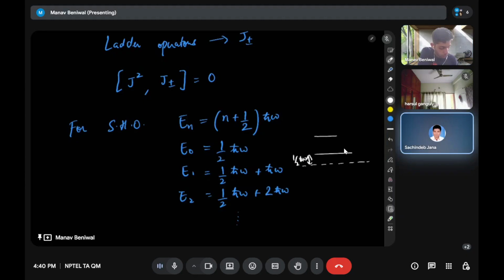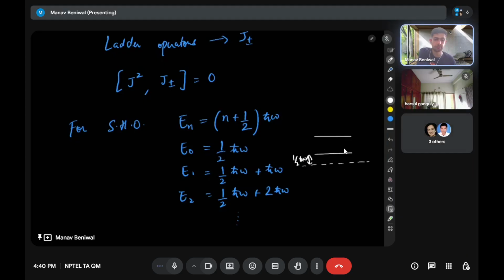Now if I want to go to my first excited state, I need to go up by h cut omega more energy, right? If I want to go to the next excited state, again I need h cut omega, and I can keep on going the same way. So these energy states, where we have a constant difference between two states, form a ladder kind of structure. You can see that we have these steps which are equidistant from each other.